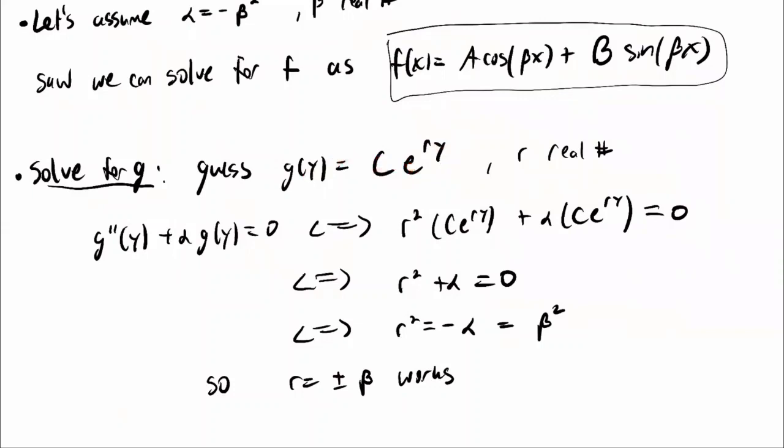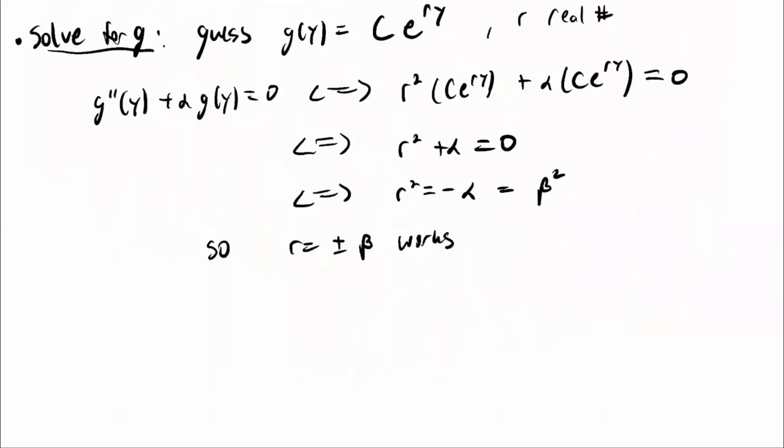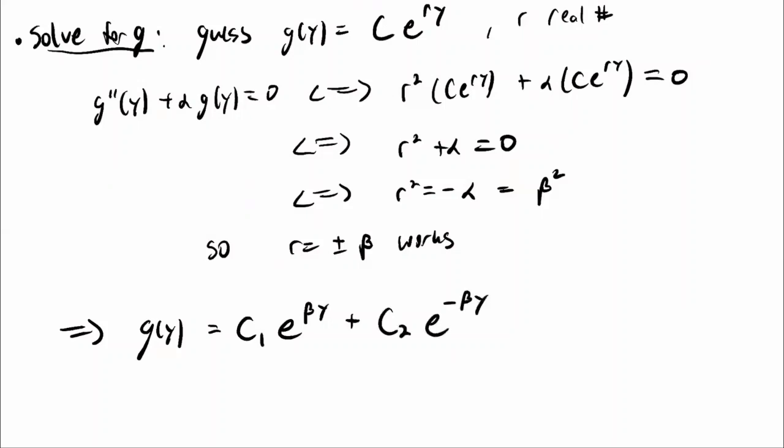Since this equation is linear, I may as well add those two together to get a more general solution. So we're going to use the linearity and add them together to combine these two. And so then we're going to end up with our function g, maybe some constant c1 times e to the beta y, plus potentially a different constant c2 times e to the minus beta y. And so that's going to be our candidate for g.